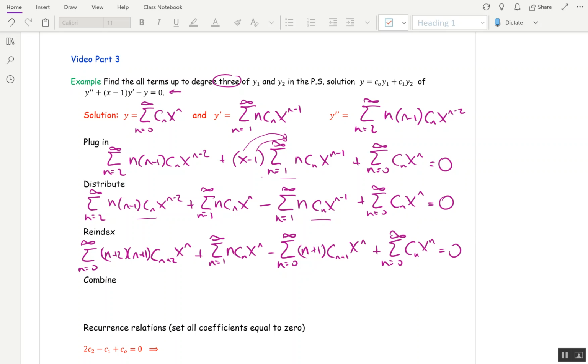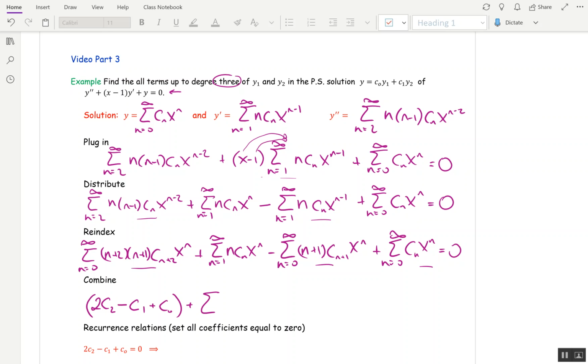Combine. So my highest starting value of n there is n equals 1, so I need to start them all at 1. That means I need to pull out the 0 term from this guy and this guy. That gives me 2c_2, minus, don't forget the minus, c_1, and then plus c_0. So that's my constant term.